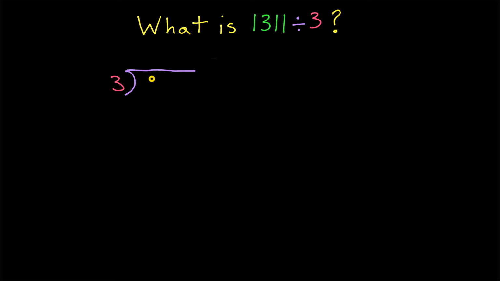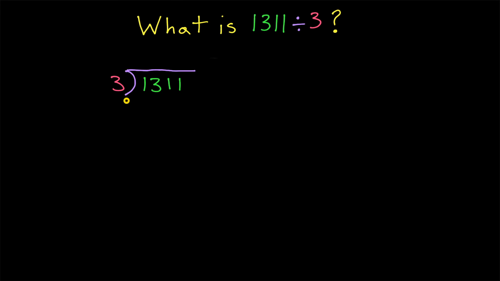And inside this long division operator, you're going to write the number that is actually being divided. So the number before the division sign, 1311, we call this the dividend. So go ahead and write the dividend inside the long division operator, 1311. So how are you going to undertake this operation? How are you going to undertake this division?